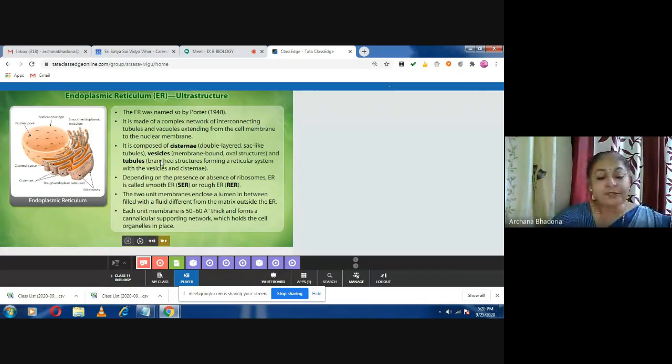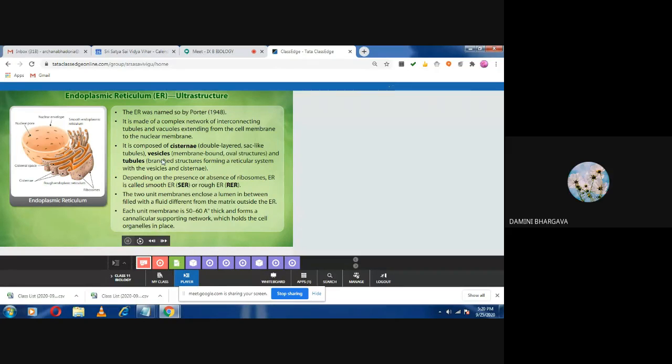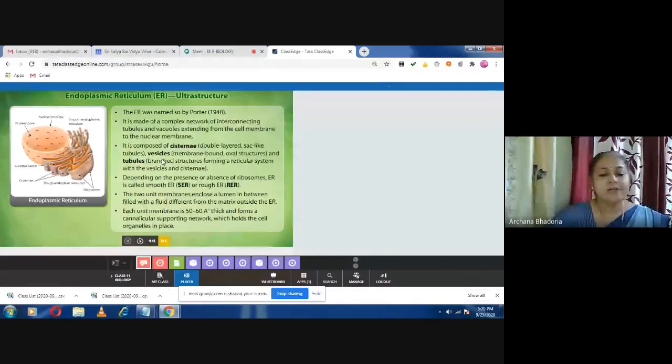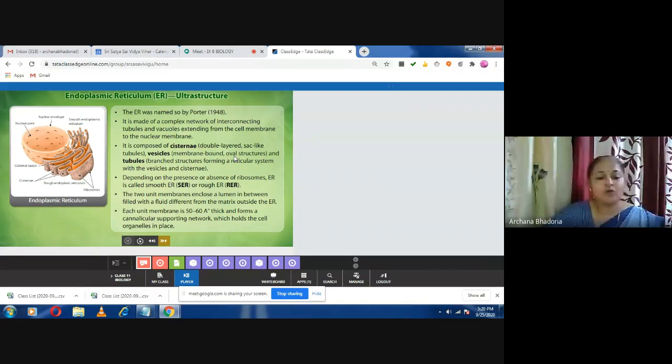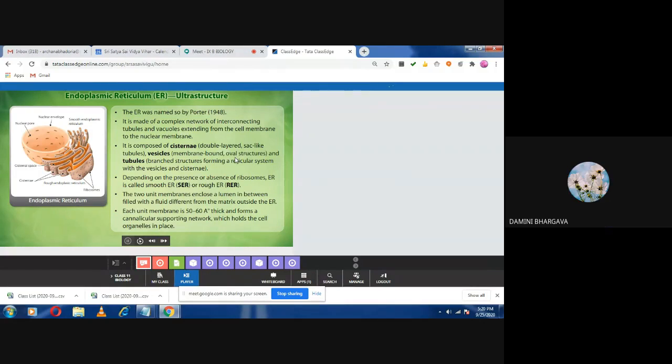Then the second component is which one? Vesicles. Okay, so they are also single membrane bounded. Here we write double layer, but remember for this that it is single membrane bounded. Okay, and they are oval shaped, oval structures. Have all noted, children? You all are noting the things we are discussing? Yes, ma'am. Okay, and then the third component is which one? Tubules.